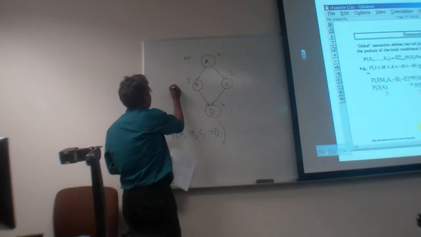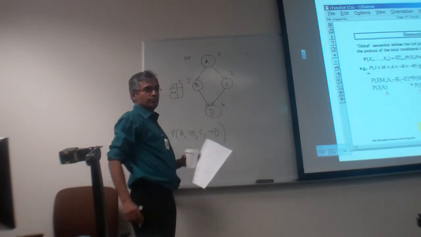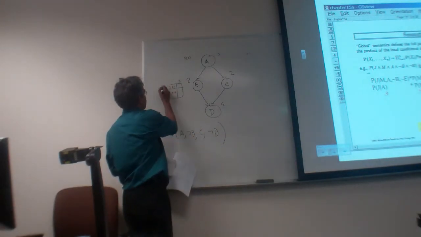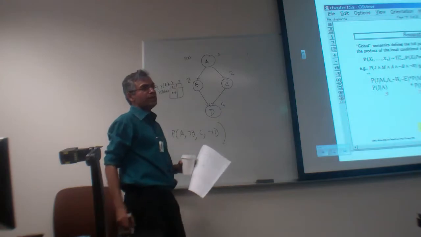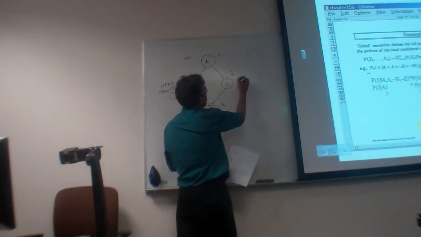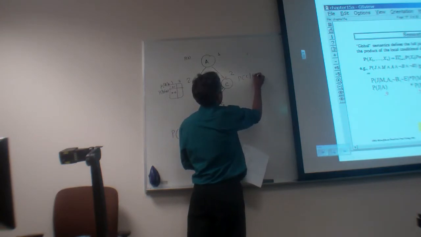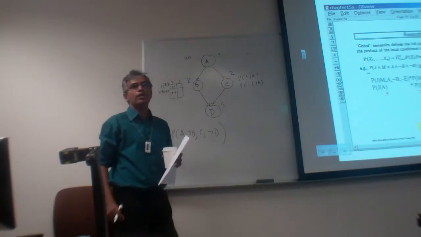Okay. And here you have, when A is true and A is false, what's the probability of B? Right? That's what you have here. So you have probability of B given A and probability of B given not A. Those are the two independent numbers you have there. And similarly here you have probability of C given A, probability of C given not A. Those are the two independent numbers you have there.